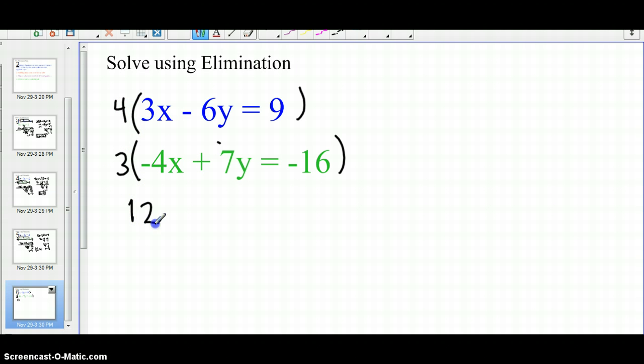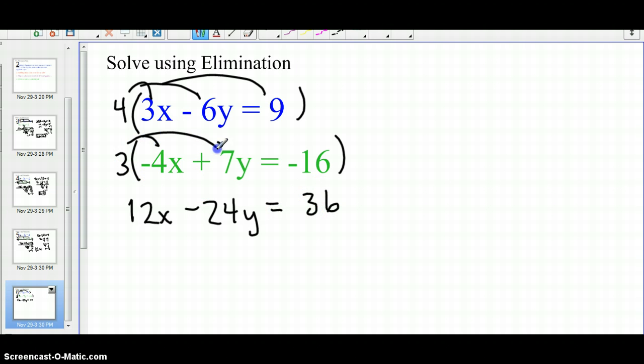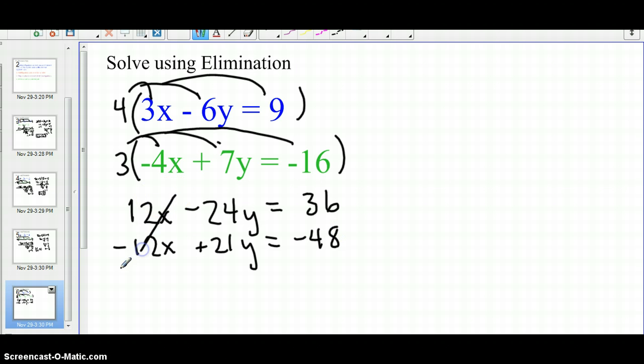So 4 times 3x is 12x. 4 times negative 6y is negative 24y. 4 times 9 is 36. Now distribute the 3 to the second equation. 3 times negative 4x is negative 12x. 3 times 7y is 21y. 3 times negative 16 is negative 48. The x's cancel out. So now I combine my y's. I have negative 3y equals negative 12.